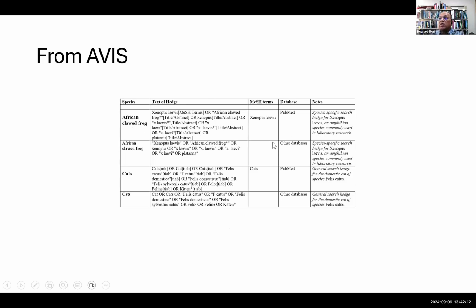But if you're going to search on other databases, most likely this is what you will have to type. And notice the differences in what you include or do not include in order to get the results. Same thing with cats. What do you include in PubMed versus more likely what you're going to use in other databases. All right, checking here.